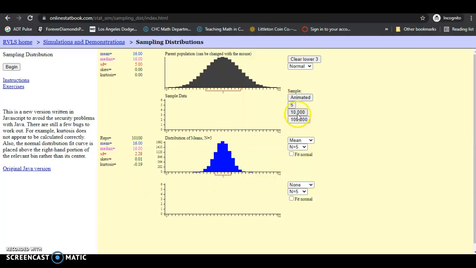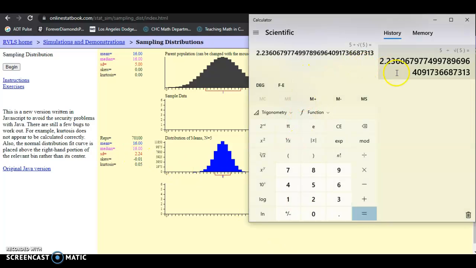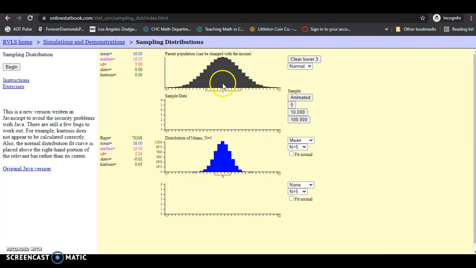So if we take more and more random samples, so far we have over 70,000 random samples, the graph of the sample means is still normally distributed. The mean of the sample means is still 16, but now we see that the standard deviation of the sample means is much closer to the value predicted by our formula, which is about 2.23 or 2.24. So you can see that the central limit theorem works if the population is normally distributed and the sample size is small.